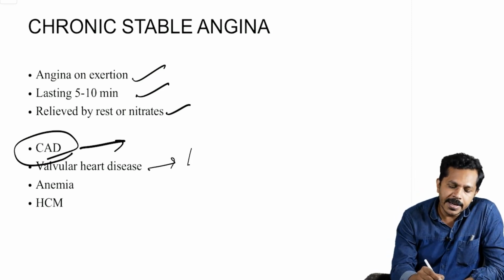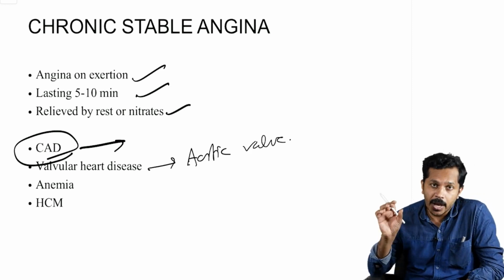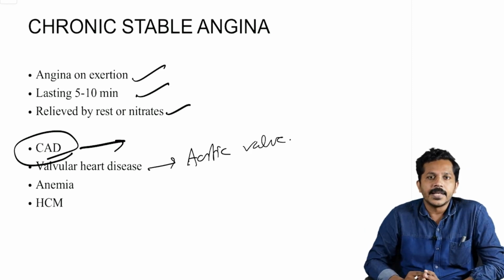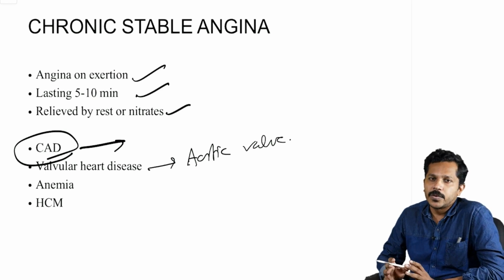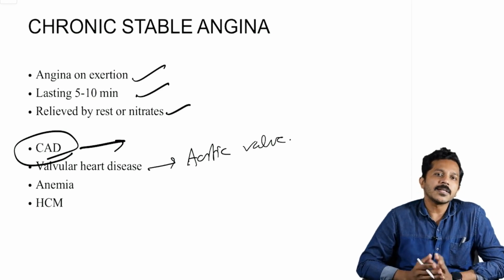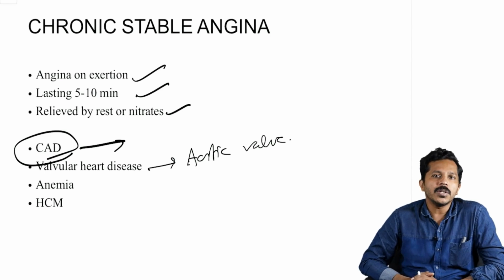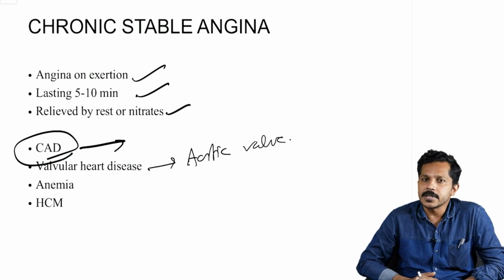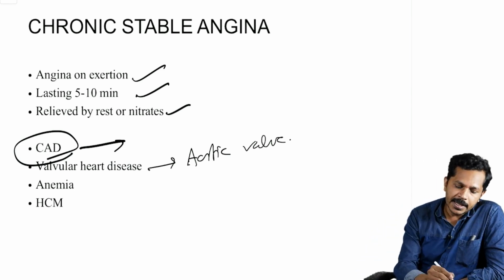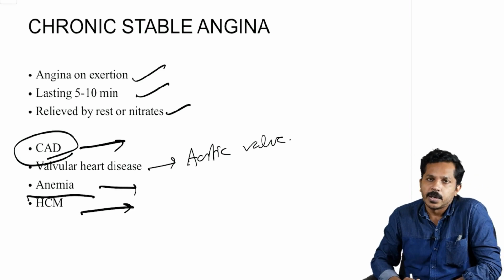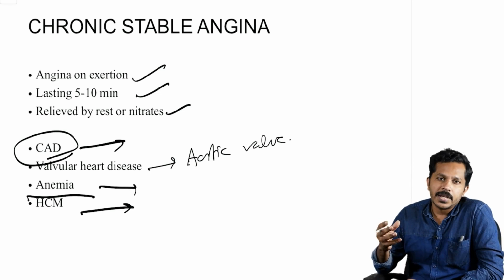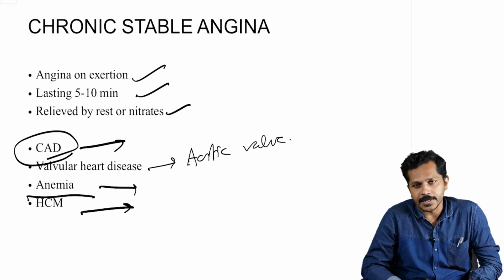But a valvular heart disease like aortic valve disease can also cause it. Whenever the aortic valve is stenosed, the left ventricle below it becomes enlarged, and there is a demand supply mismatch because the left ventricular muscle mass is much more now, and that results in angina. So this should be ruled out before sending for a coronary evaluation, because it can also present as chronic stable angina. Another thing is that anemia or hypertrophic cardiomyopathy can also present with chronic angina, because of the increased muscle mass or the decreased hemoglobin content.